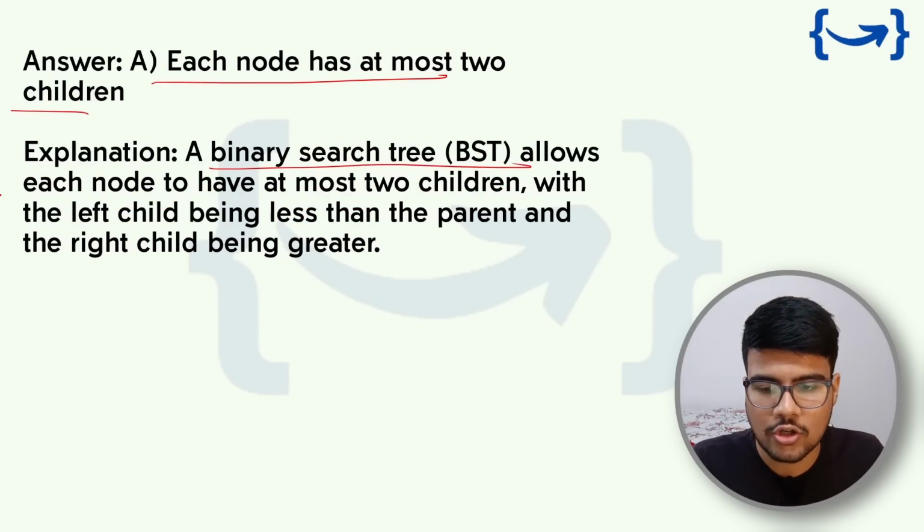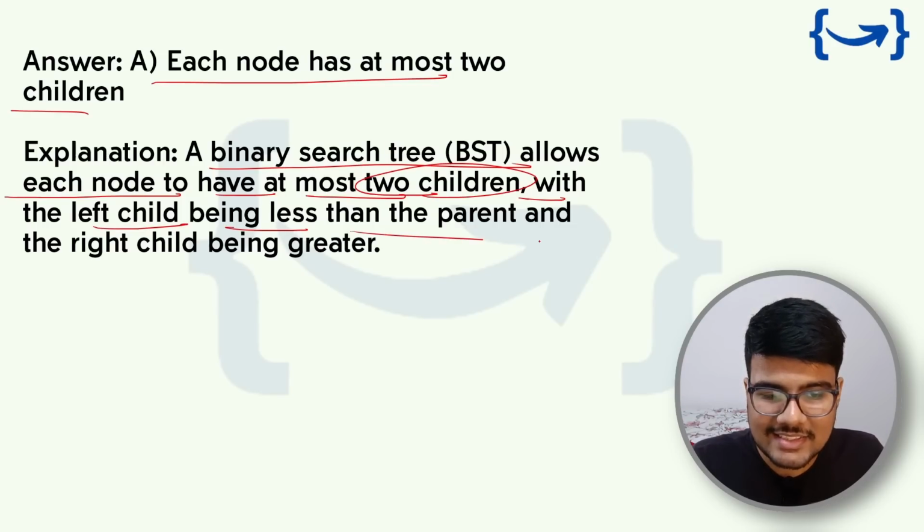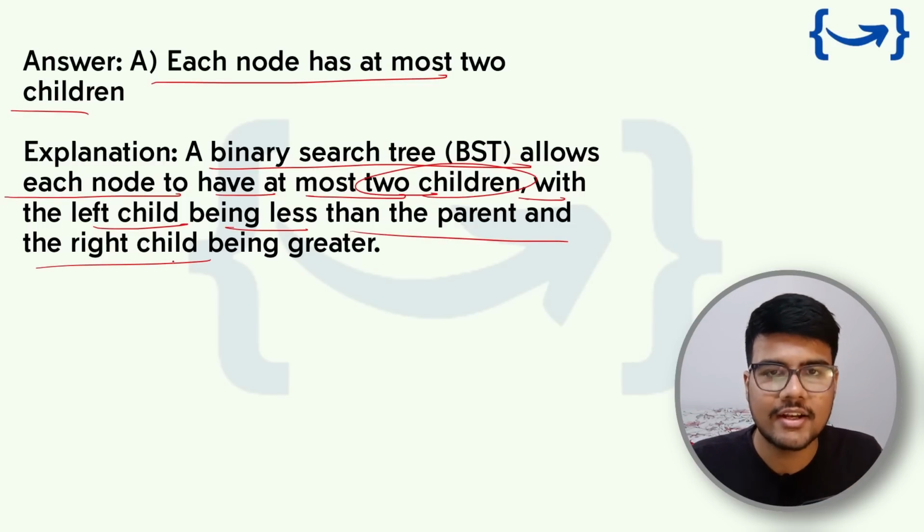So a binary search tree allows each node to have at most two children, with the left child being less than the parent and the right child being greater than the parent.